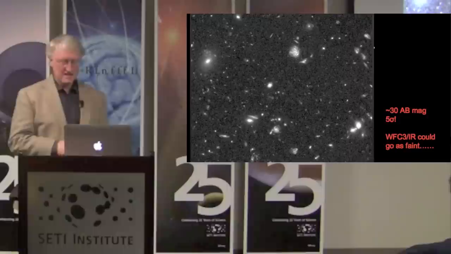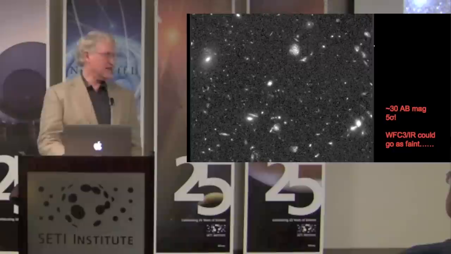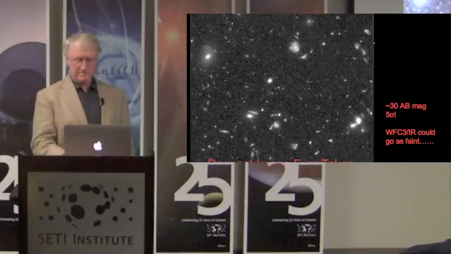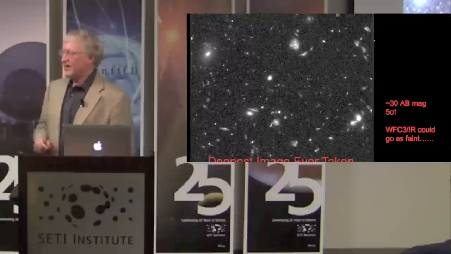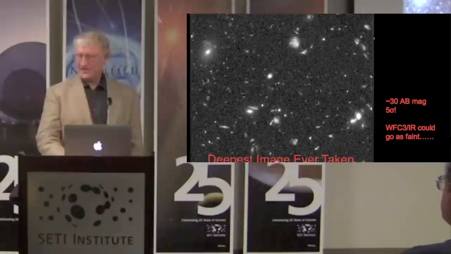Wide Field Camera 3 is getting close. We're around 29.2 or 29.3 at the moment, and we'll go a little deeper still. We can go deeper still. We could get as deep with Wide Field Camera 3 with more data. I'm going to show you. It's actually the CDF South, the Chandra Deep Field South. This is in the Hubble Ultra Deep Field.